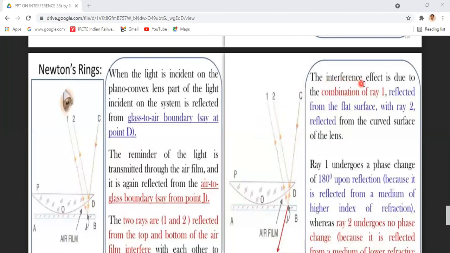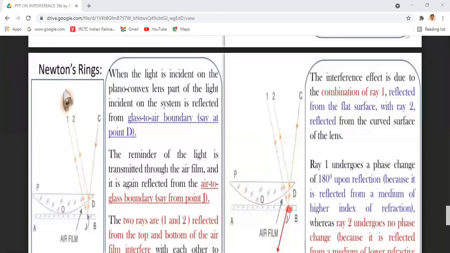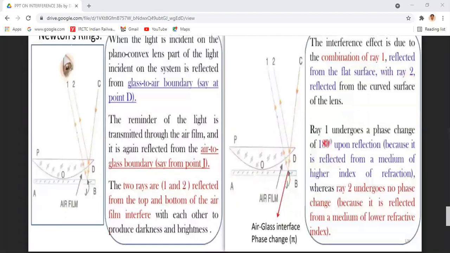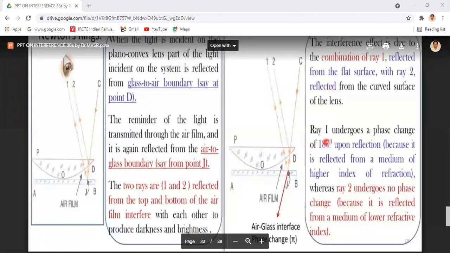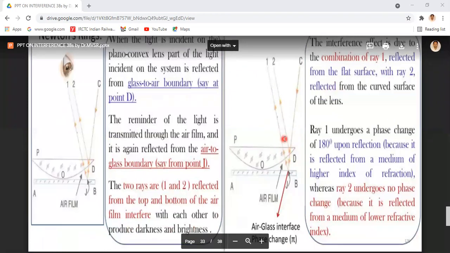The interference effect is due to the combination of ray one, reflected from the flat surface at point J, that is, from the circular glass plate, with ray two, reflected from the curved surface of the lens at point D. Look here. Ray 1 undergoes a phase change of 180 degrees or pi upon reflection, because it is reflected from a medium of higher index of refraction.